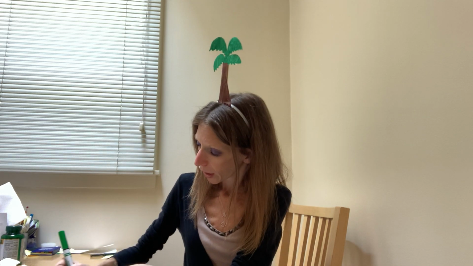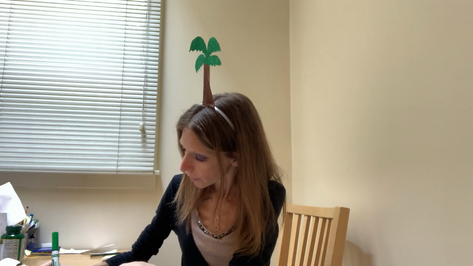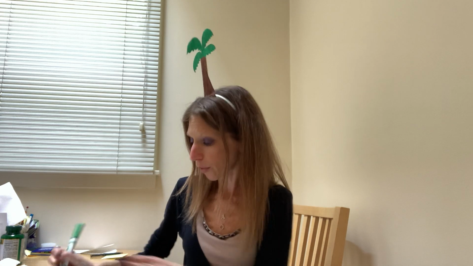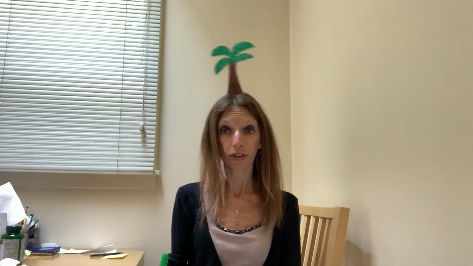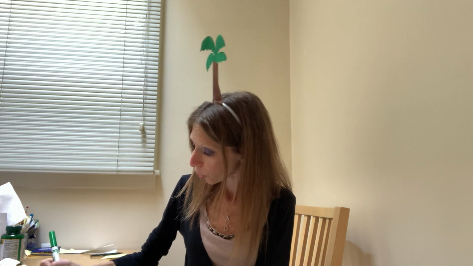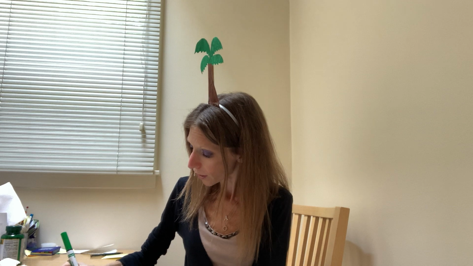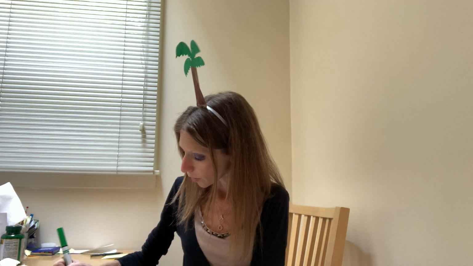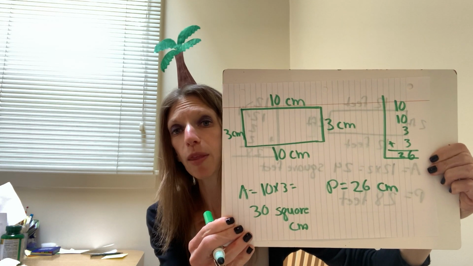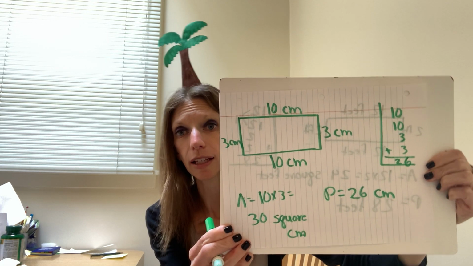Then I'm going to set up my workbox for the perimeter. I'm going to add up 10 plus 10 plus 3 plus 3. Oh, this one's easy. 0 plus 0 is 0, plus 3 is 3, plus 3 is 6. Nothing to regroup. And then 1 plus 1 is 2, so we get 26 centimeters. So the area is 30 square centimeters, and the perimeter is 26 centimeters.